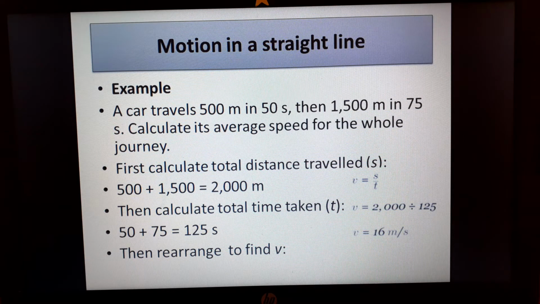Now, if you check this example, it shows that we evaluated distance, we evaluated time in seconds, then we divided distance over time, and we got our speed, denoted as v, which is 16 meters per second.